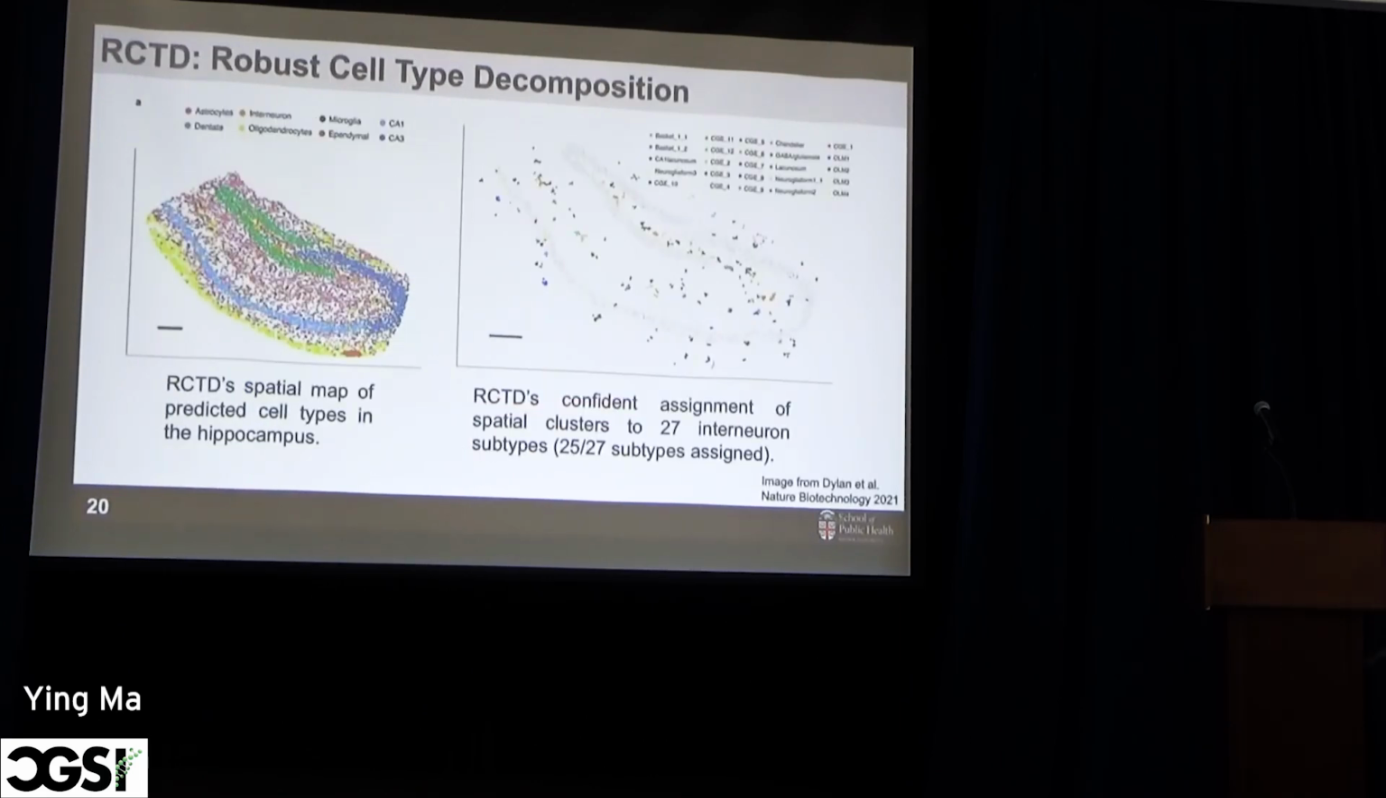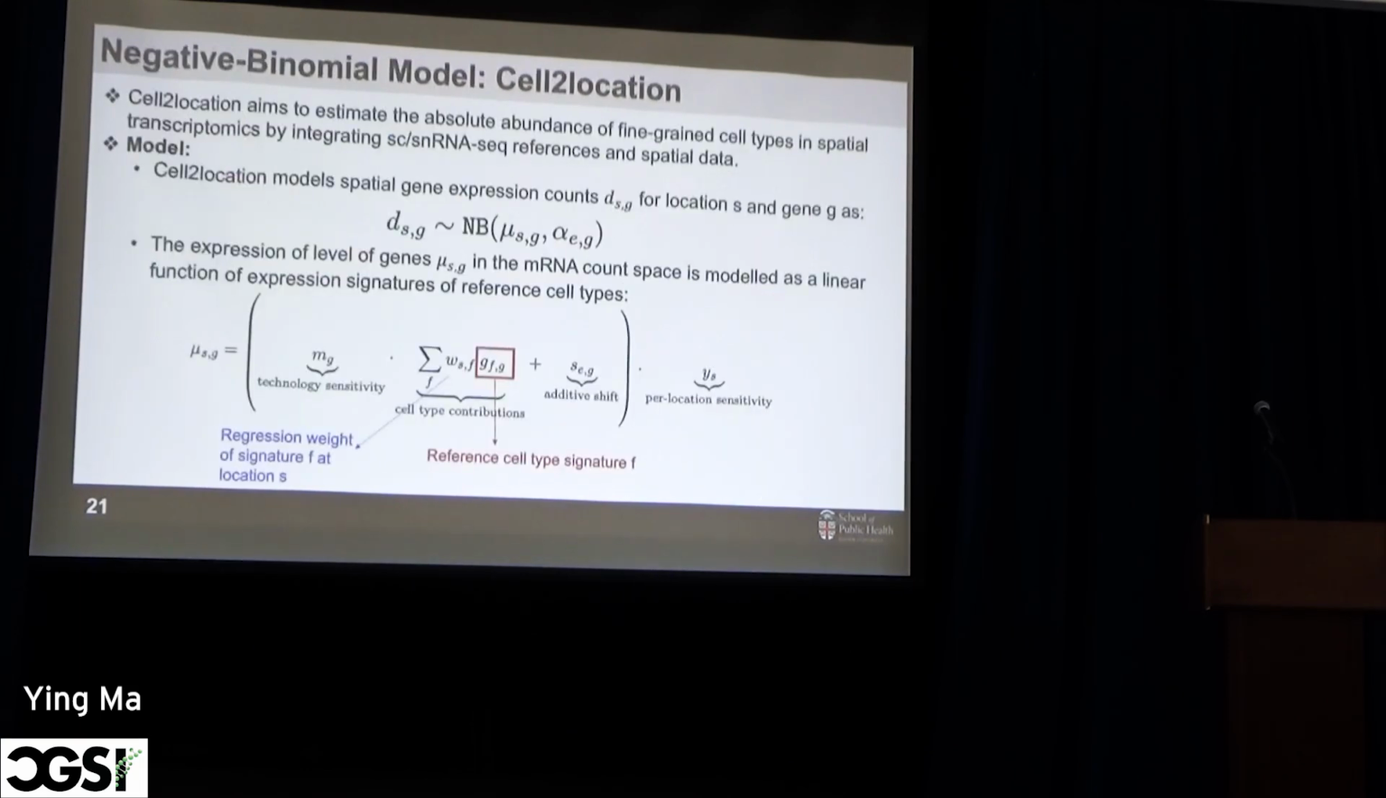So this is the RCTD results. In their main analysis, they mainly focus on deconvolving at relatively higher resolution. So this is the Slide-seq data from the hippocampus. You can see that they can locate the CA3, CA1, and dentate gyrus cell types very well. Also, they confidently assign spatial clusters to different interneuron subtypes.